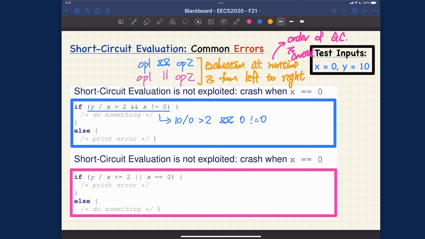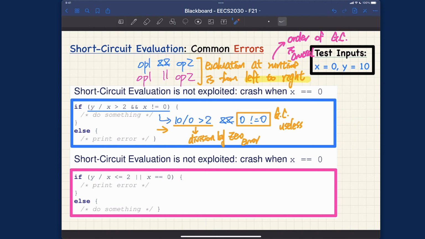Remember, evaluation is going to be from left to right. That's so important to remember. If we go from left to right, that means we're going to evaluate this first, and in that case you will run into a division by 0 error right away. It's more like an exception. Meaning that this guarding constraint is useless, because even before you get to evaluate the guarding constraint, you already got the error.